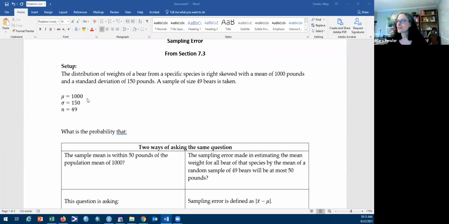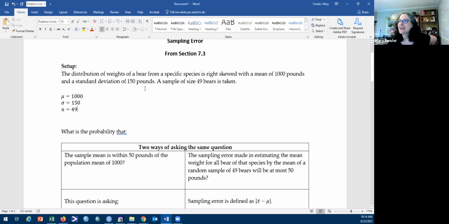Okay, and I just hold these values. Mu, the distribution is right skewed with a mean. So this is the population mean. Mu is 1,000. Standard deviation of 150 pounds. So sigma is 150. And the sample size of 49. So we use n to denote the sample size of 49.